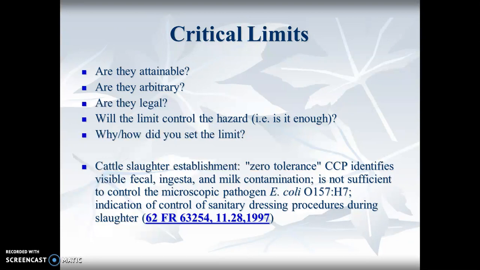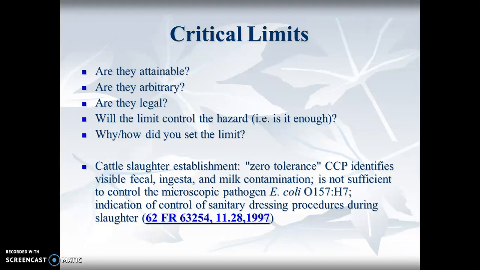Are they legal? Did you meet the legal requirements as far as how fast your carcass must cool down after you've slaughtered the animal? There is a legal requirement there. Will the limit control the hazard? Is it enough? And that's what I say. You may be legal, but it still may not be safe. So, what's your ruling there? And then how and why did you set that limit? It goes back a little bit to that arbitrary. How did you come up with this one?